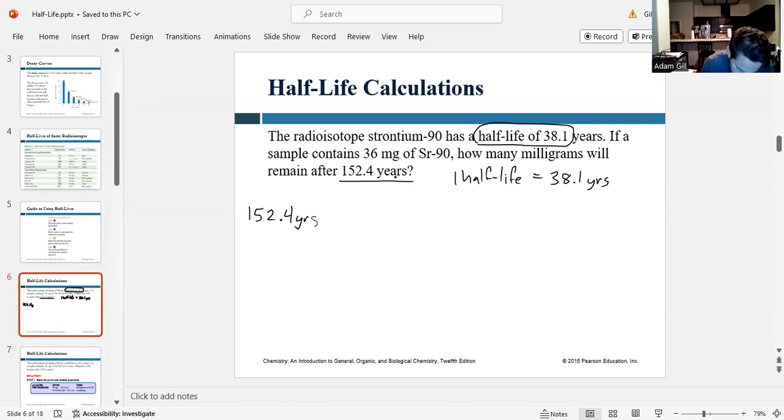152.4 years. And I'm going to insert a conversion factor from this equality. So we want years to cancel, so I'm going to put years on the bottom, and we want half-lives on the top. And so there's one half-life equal to 38.1 years. When we multiply these, the years will cancel, and we'll have 152.4 divided by 38.1. Punch that into your calculator, and you will get 4 half-lives.